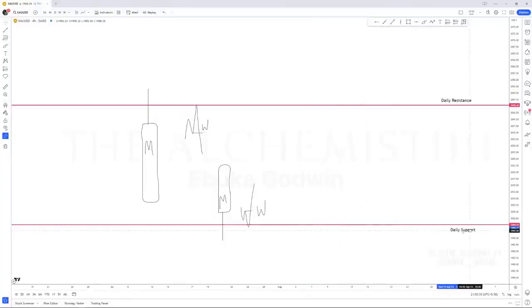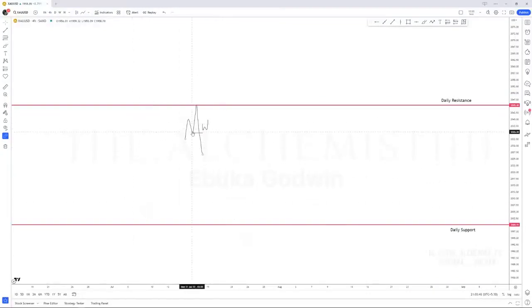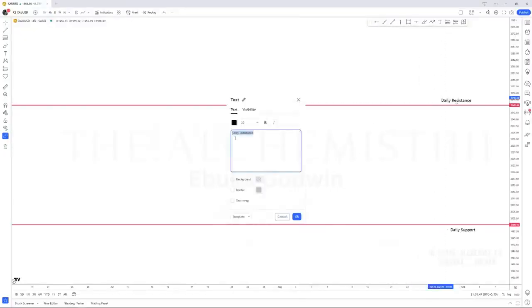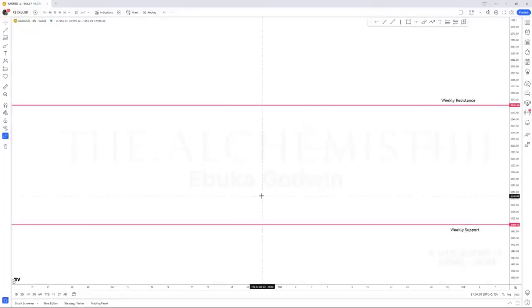So let's say daily resistance, daily support. Now let me delete all of this. Okay, now I've gone through the theory. Now I'll give you a little hint of what an obstacle is. Let's say this right here is a weekly resistance, right? And this right here is a weekly support. Now, like I told you, let's just say weekly has rejected a weekly resistance like this.